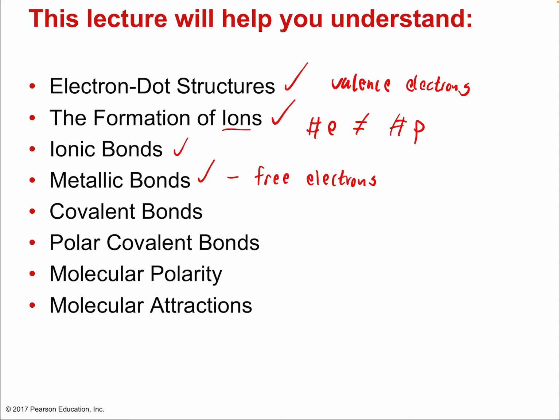But then we're going to get into the real meat of this lecture, which is talking about covalent bonds. That's sharing of electrons in those valence shells, or sharing of valence electrons, which is to say electrons in that outermost shell. We'll also talk about polar covalent bonds, how the sharing of electrons isn't always equal, and therefore it creates a polar molecule because there's a polar bond.